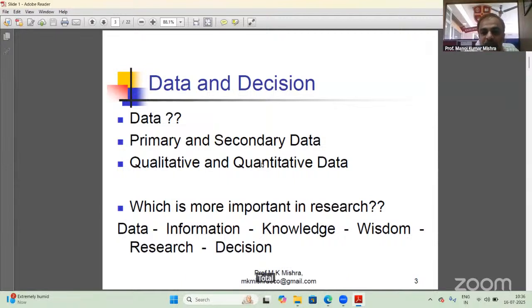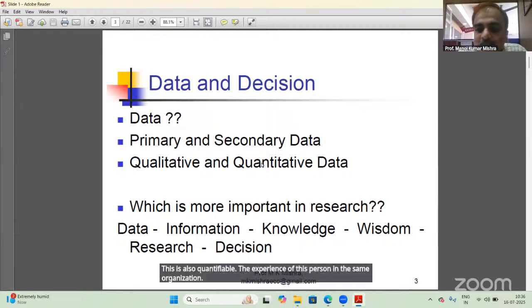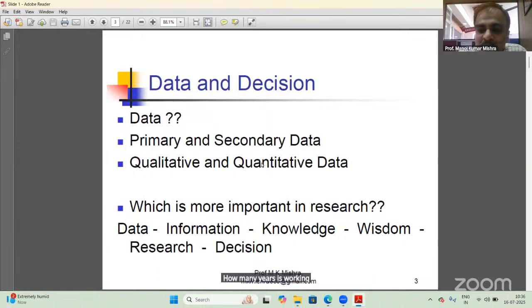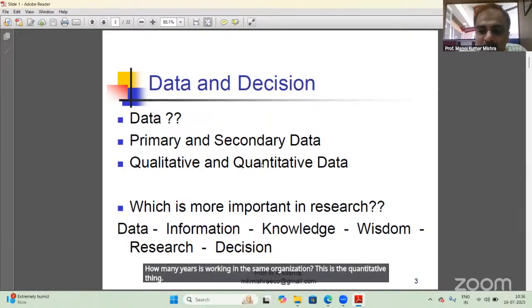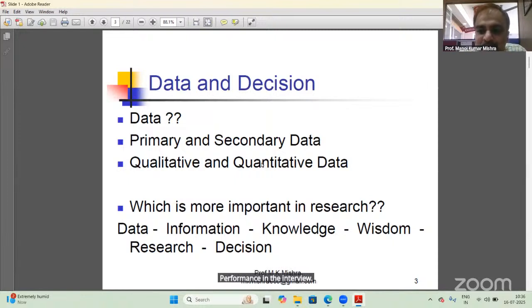Total years of experience: 10 years, 15 years, 30 years of experience. This is also quantitative. Experience of the person in the same organization: how many years he has been working in the same organization? This is quantitative. Performance in the interview, that is mixed. It is very difficult to know the performance, so we apply different parameters. Color of the respondent.